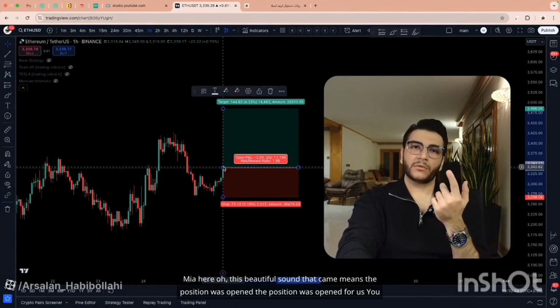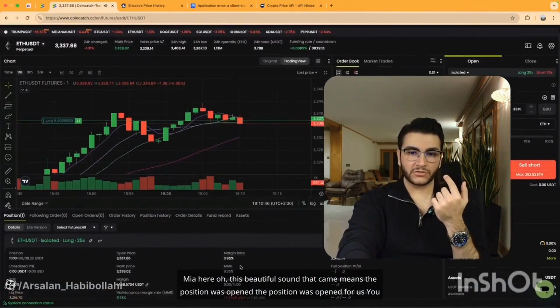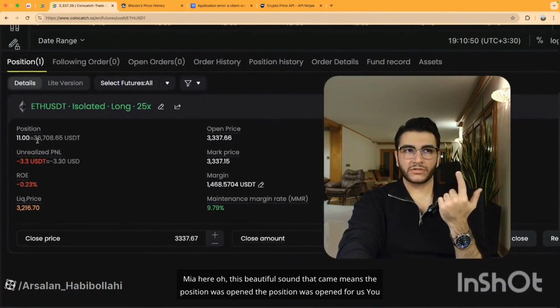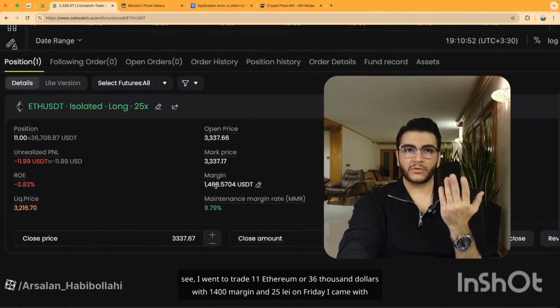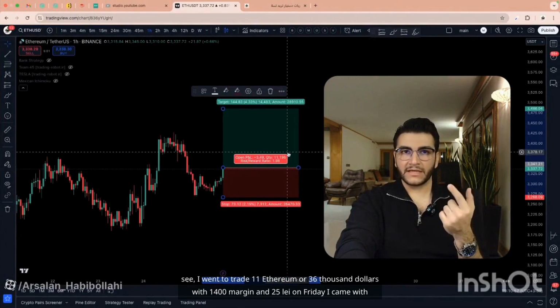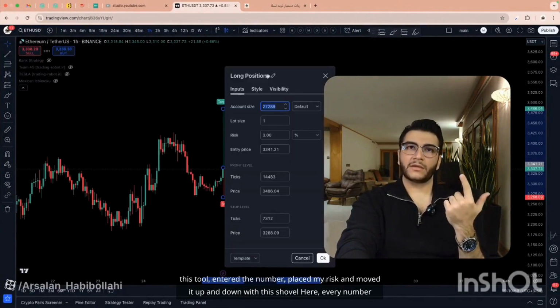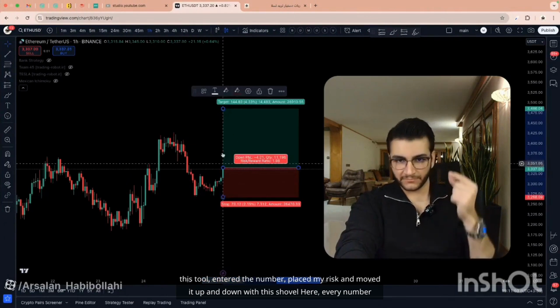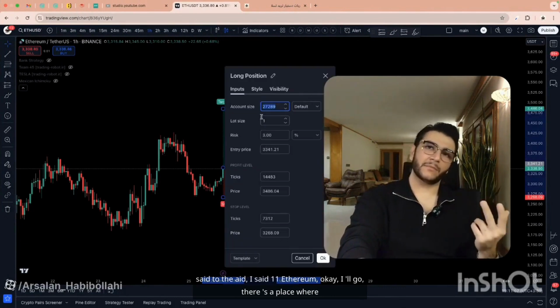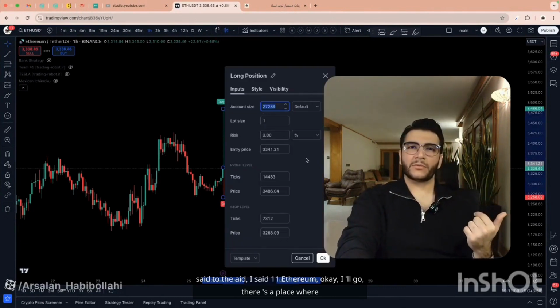Oh, this beautiful sound that came means the position was opened. The position was opened for us. You see, I went to trade 11 Ethereum, or $36,000, with 1,400 margin and 25 leverage on Friday. I came with this tool, entered the number, placed my risk, and moved it up and down. Every number was set. I said 11 Ethereum. Okay, I'll go.